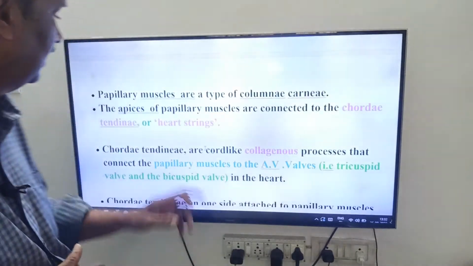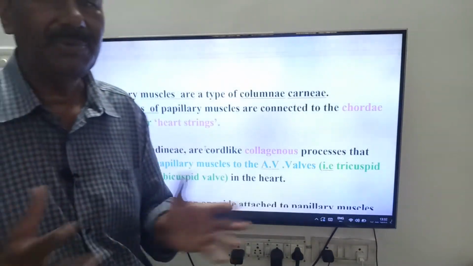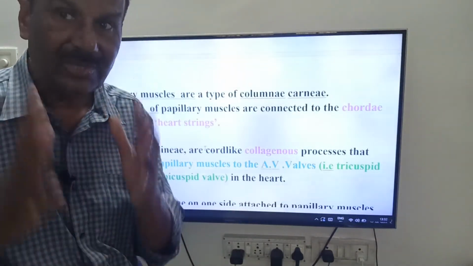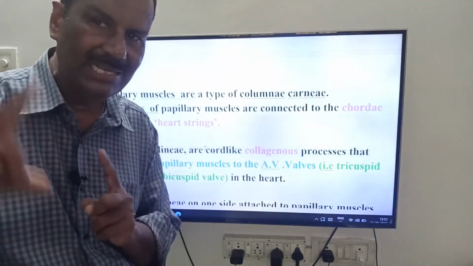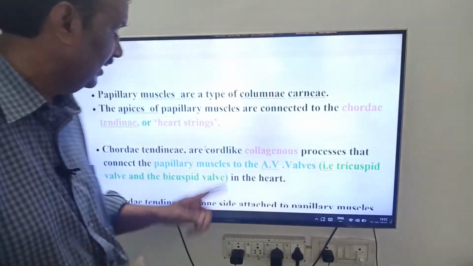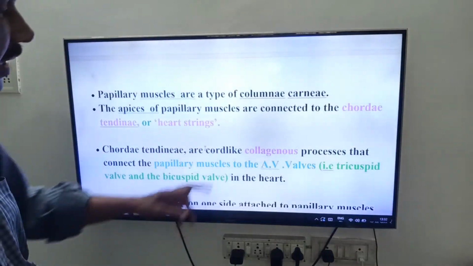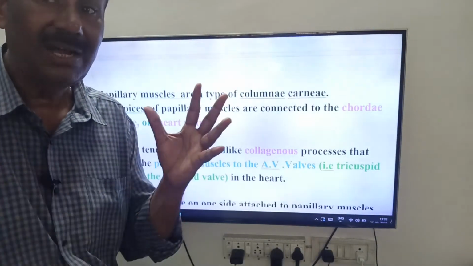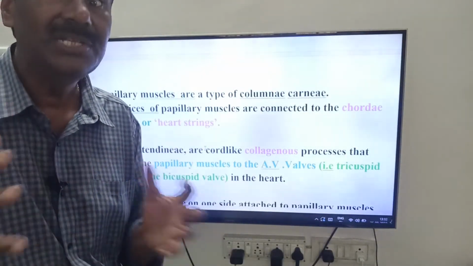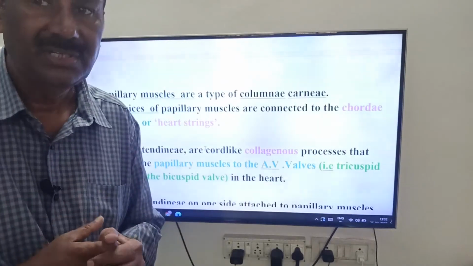Okay, friends? What are chordae tendineae? What type of structure are they? On one side they attach to the papillary muscles, on the other side they attach to the AV valves. These chordae tendineae are cord-like collagenous processes. They are made up of collagen, friends.